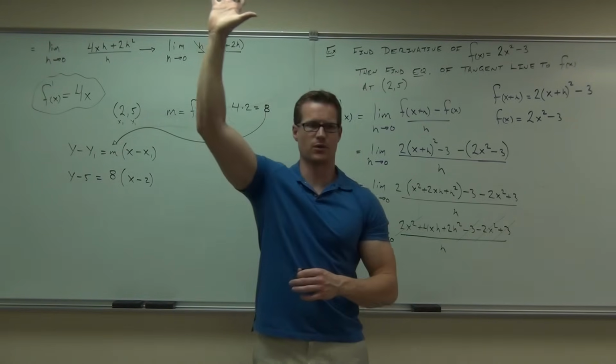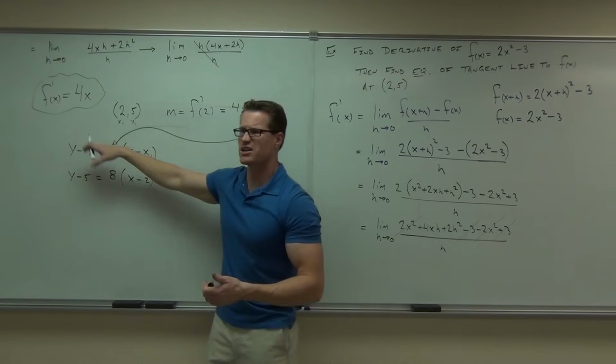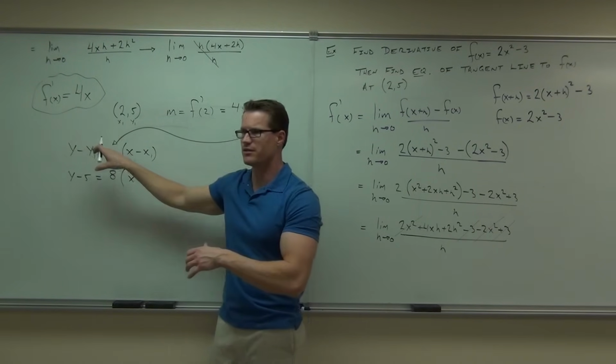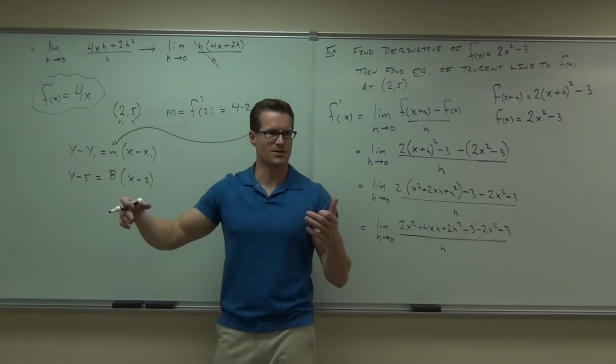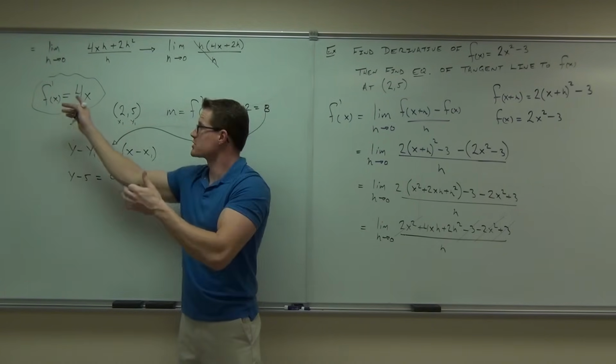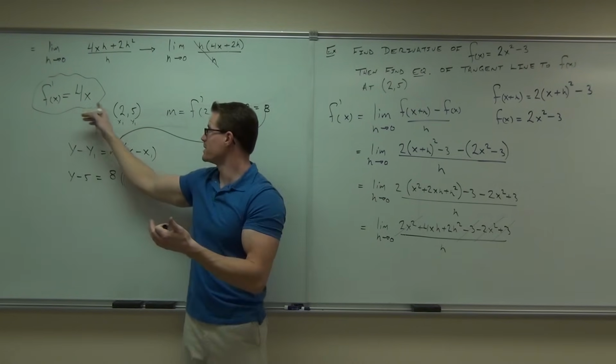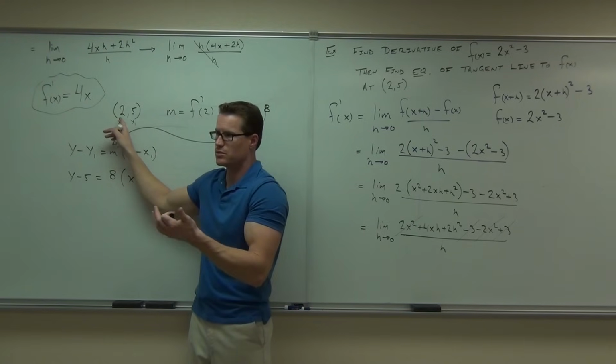How many people saw that, feel okay with that one? Because I have a lot of people get stuck here. They go, well, what do I do? I just have the derivative. What do I do with the derivative? But you plug in your x value. That's how you find the slope. This is only a formula for the slope. You've got to use it to find the slope. The slope is at, well, your x value, 2 in this case.